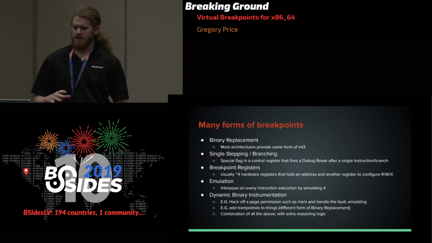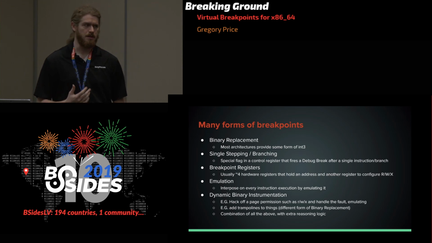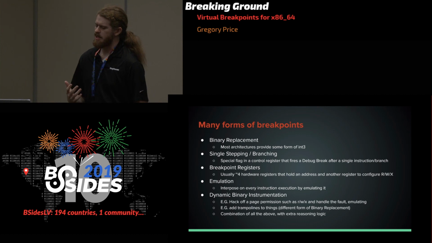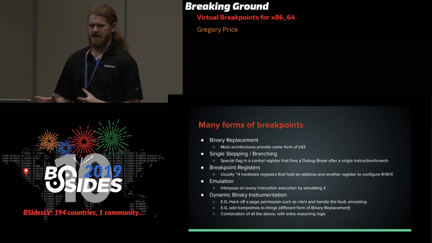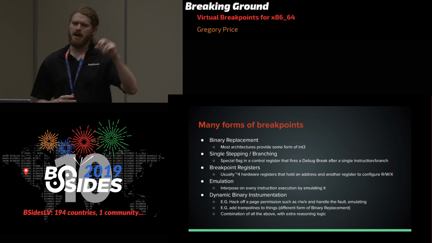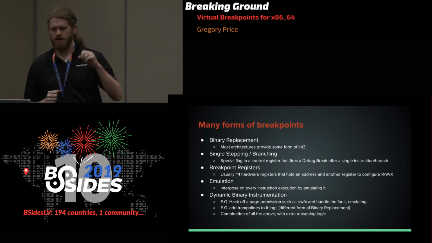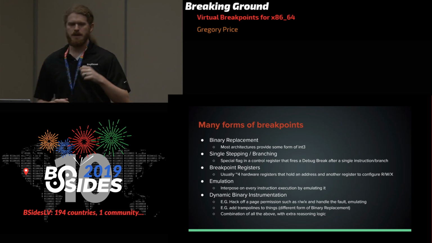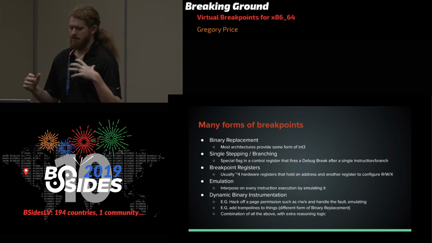And finally, the hot area of research in recent years, you'll see a lot of papers talking about dynamic binary instrumentation, or DBI. This is an amalgam of all of these different techniques. We're going to use binary replacement here, we're going to use emulation here. When that doesn't work for us, we're going to use breakpoint registers to optimize things. Maybe we're going to add some special trampolines to the code. It's a combination.